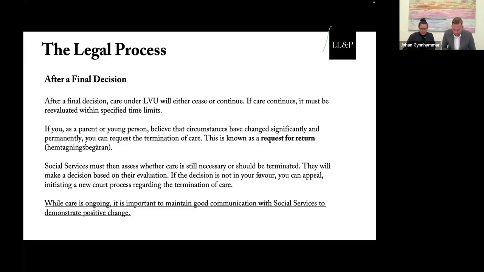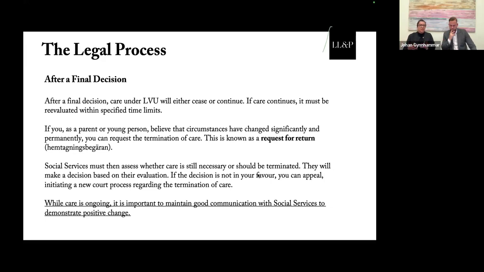Yes, and after a final decision, just as Johan was talking about, care under LVU will either cease or it will continue. And if the care continues for the child, it must be re-evaluated within specific time limits. And if you as a parent or the young person believe that the circumstances have changed significantly and permanently, you can request to the court once again for a termination of care. And this is known as a request for return or hemtagningsbegäran in Swedish.